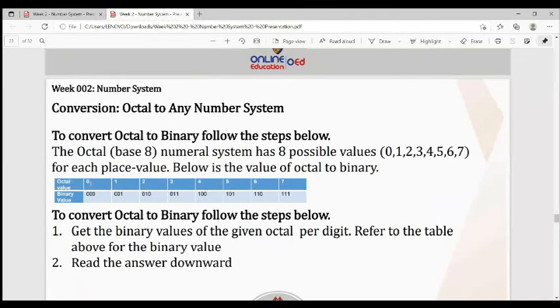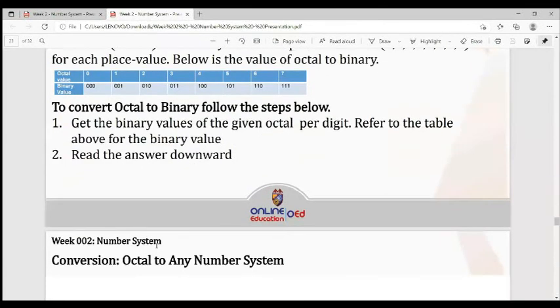So bawat octal has a binary equivalent. So just like this one, basta 3 bits siya ha. So 3 bits: 000, then 001, 010, 011, then 100. So dapat familiar kayo dito sa equivalent niya. Hanggang 7 lang naman yan. So it's okay. So get the binary values of the given octal per digit. So, dapat kabisado nyo na ito kahit para hindi na kayo titingin sa table. And then, read the answer downward.